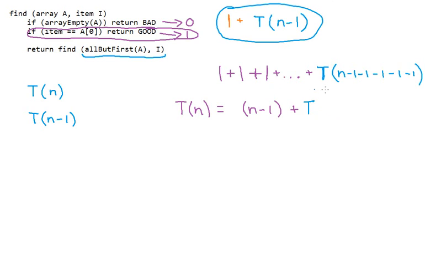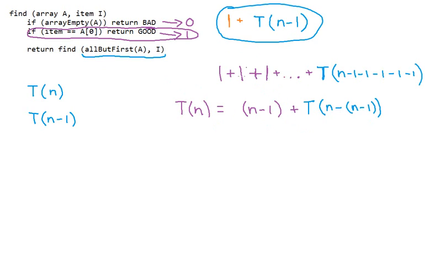Okay, so now we can add our t, and we have n minus. Now what can we use to replace all of these minus 1, minus 1, minus 1 that happen every single iteration of the recursion? We can do the same thing that we did here. We just replace it with n minus 1. So now t of n is equal to n minus 1 plus t of n minus 1.